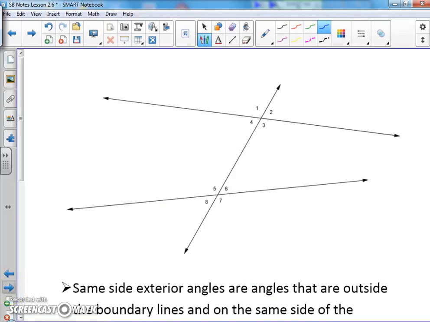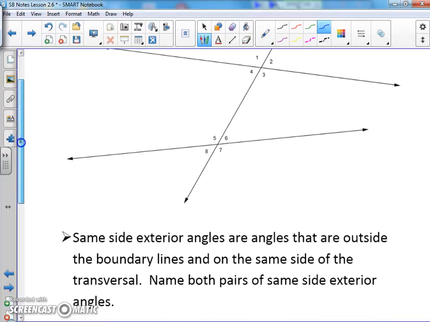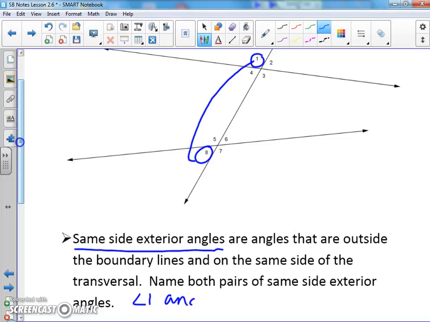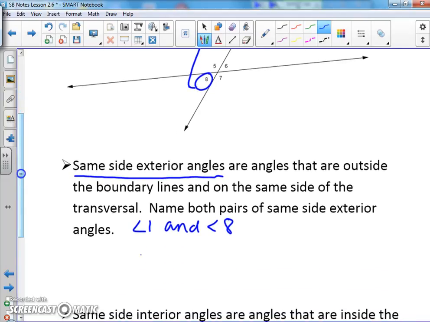Our next set of angle pairs are, instead of crossing the transversal, this time they're going to stay on the same side. We call these same side exterior angles. So from angle 1, we're going to stay on the same side and go to the other cluster, and we're going to get to angle 8. So angle 1 and angle 8 would be same side exterior angles. Can you name the same side exterior angle that goes with angle 2? Go ahead and do that on your notes. Treat this like a try-me. You should have this one filled out.